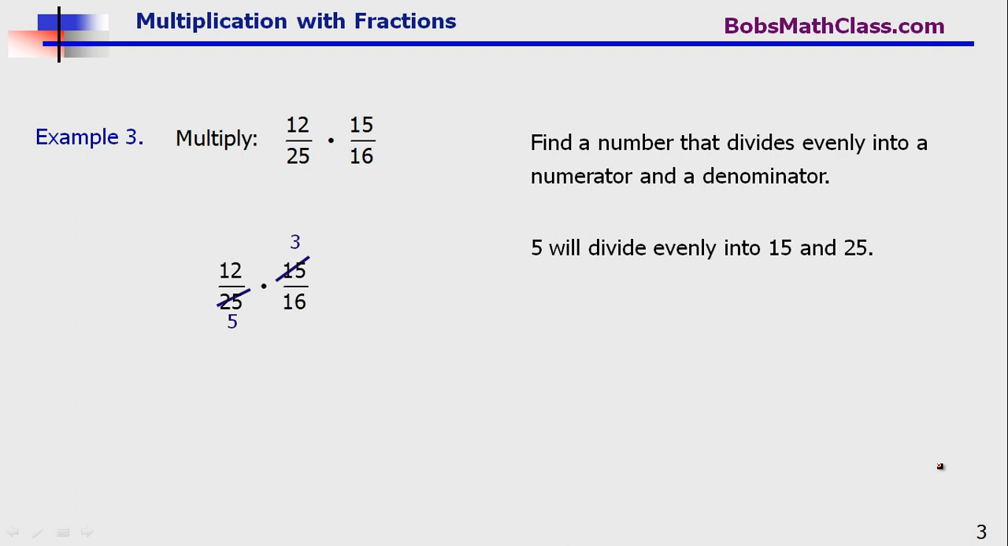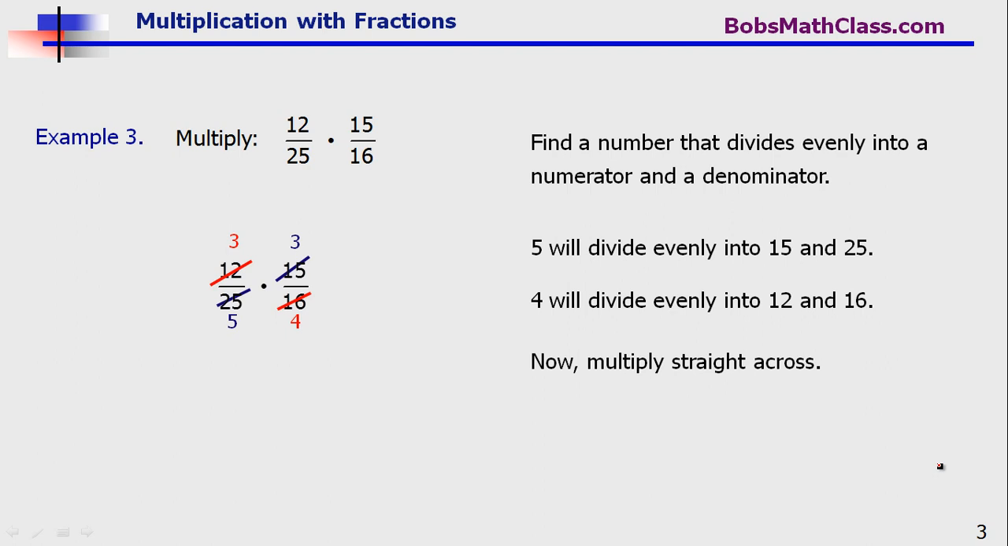We'll do the same thing with 12 and 16. 4 will divide evenly into 12 and 16. That's the greatest common factor of 12 and 16. Now, maybe some of you thought, oh, 2 goes into 12 and 16. Well, then you can still divide by 2 a second time. So try to find the largest number that goes into both numbers. So 4 is the number. Divide 4 into 12. Put the result above the 12. Cross out the 12. Divide 4 into 16. Put the result below the 16. Now we can multiply straight across.